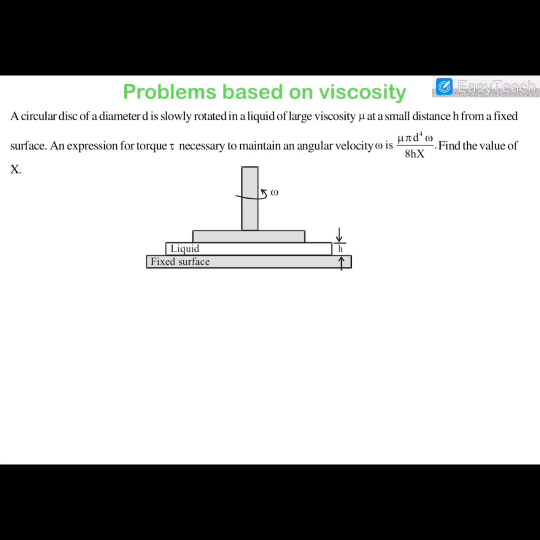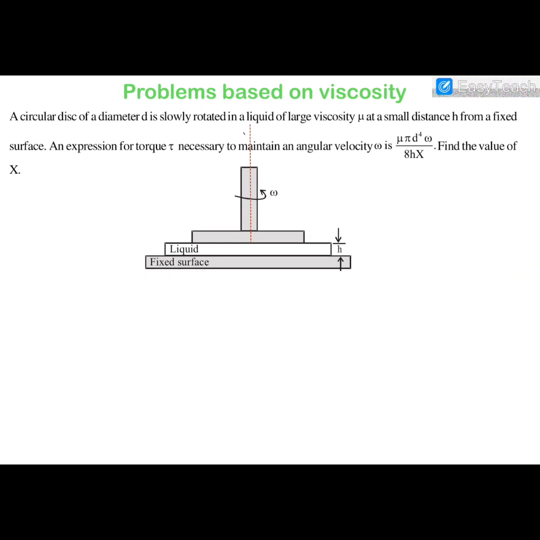In this question you can see that there is a circular disc of diameter D. So let us identify the disk. So this is a disk and this is the axis of the disk, and this disk is rotating about this axis with an angular velocity of omega, and this is the radius of disk, which is D by 2, and we have to rotate this disk with a constant angular velocity omega on a liquid layer of thickness h and viscosity coefficient mu.